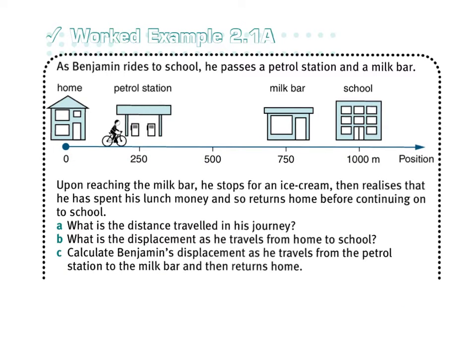This next question is about the displacement of Benjamin. Now, displacement is different to distance. Displacement is simply the difference between the final position, that is school, and the initial position, that is home. Physicists work it out in this way. They say that S is equal to the final position subtract the initial position.